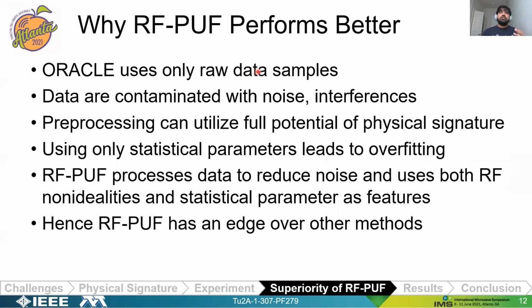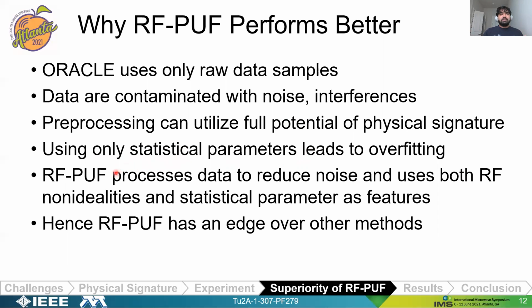So Oracle uses only raw data samples, and these data are contaminated with noise and interferences. So its CNN does all the heavy lifting, and due to the absence of pre-processing in it, it cannot use the full potential from the data. On the other hand, if we use only statistical parameters, the training process tends to fit the model towards those parameter values. So it leads to overfitting.